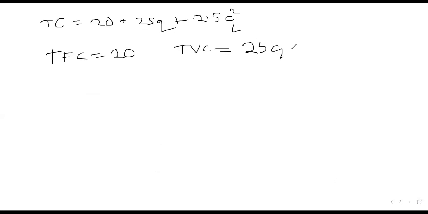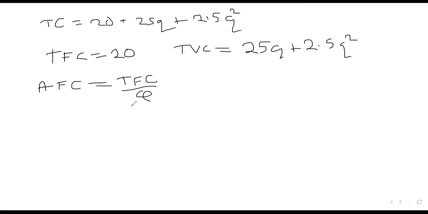One with the letters 25Q plus what? 2.5Q squared. All these are variable costs. So how do you find the average fixed cost? Who remembers? Anything average is anything divided by quantity. The total fixed cost over quantity is called average fixed cost. So what becomes the average variable cost? It's the total variable cost over what? Quantity.